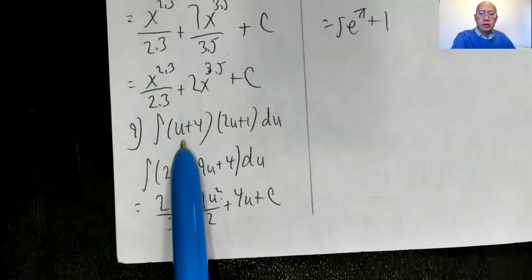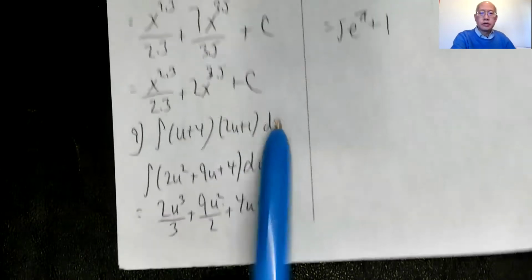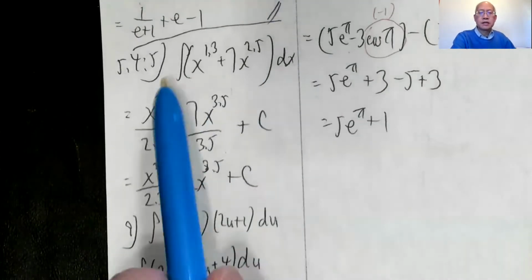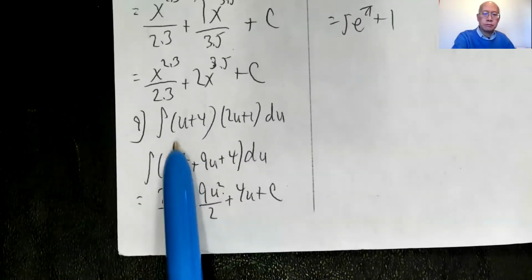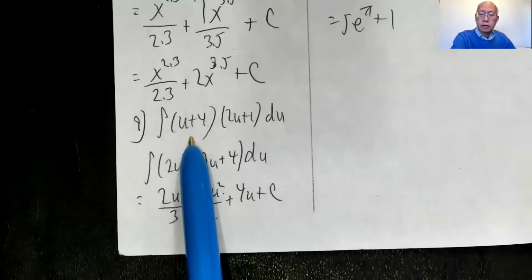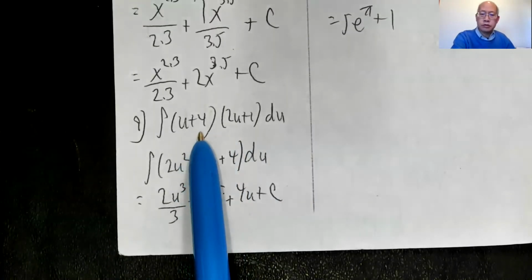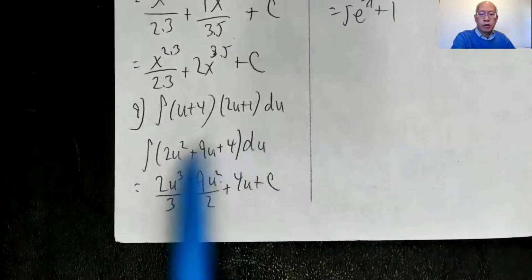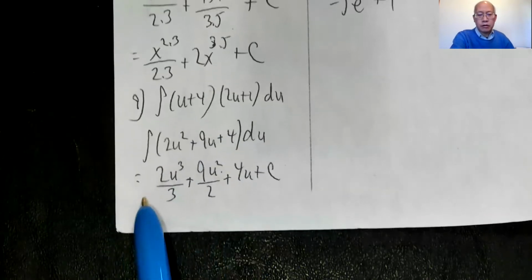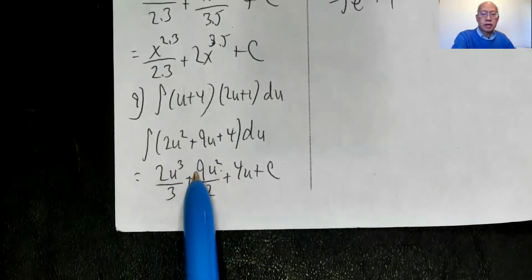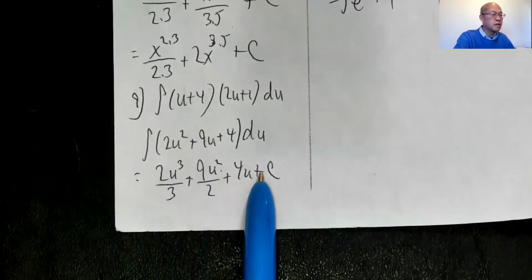Number 9, notice the notation, it's u du, x dx, w dw, or whatever. Now, there is no product rule for integrals, nor is there a quotient rule, so the only thing to do is multiply it out. So if you multiply it all out, you get that. Then you do the power rule: 2u cubed over 3 plus 9u squared over 2 plus 4u plus c.